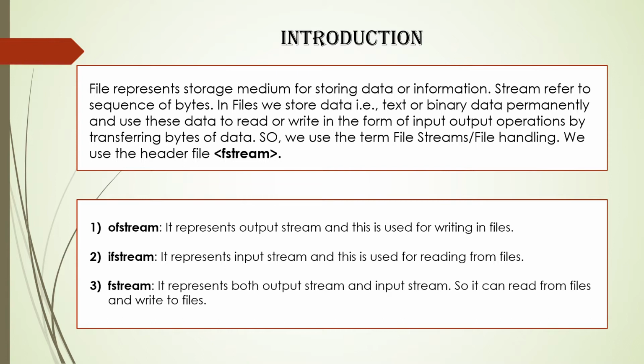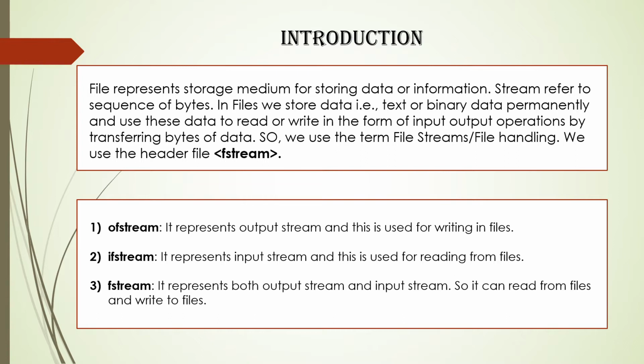We use the header file fstream. See, for working with files, we need to include another header file, that is fstream. Here three terms are also mentioned. Let's see what they are. First is ofstream. It represents the output stream; O represents output here. And this is used for writing in files. That is, if you only have to write in files, then this is used.